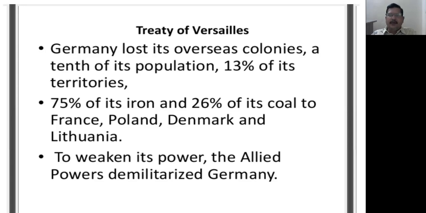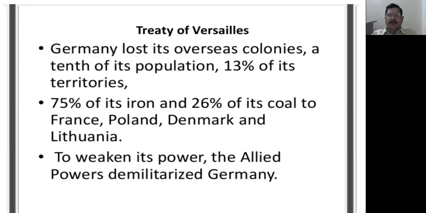For example, Rhineland, in the western part of Germany, they lost it to France. They had to give it. 75% of its iron and 26% of its coal went to France, Poland, Denmark, and Lithuania. It had to part with its mines and its natural resources like iron ore and coal.